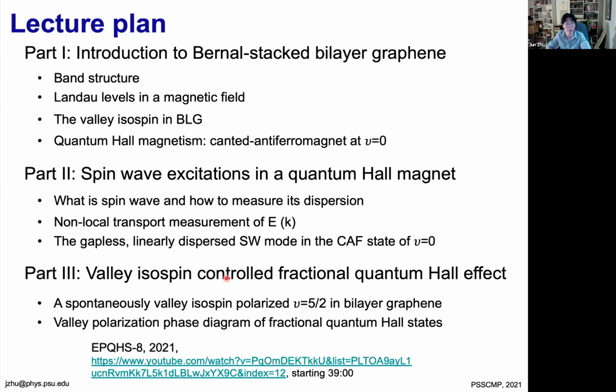Part 3 of the lecture is about the valley isospin. I want to show you that this is such a nifty knob that we can control in bilayer graphene. We've seen a new even denominator fractional quantum Hall state at filling factor nu equals 1/2. And by tuning the valley isospin to zero Zeeman energy, we can in fact show experimentally that it is spontaneously polarized in this degree of freedom. So that's an important prediction of the Moore-Read state. And then maybe we won't have time, but if we do, I'll show you a phase diagram of the different valley polarization ground states of the conventional odd denominator fractional quantum Hall states.